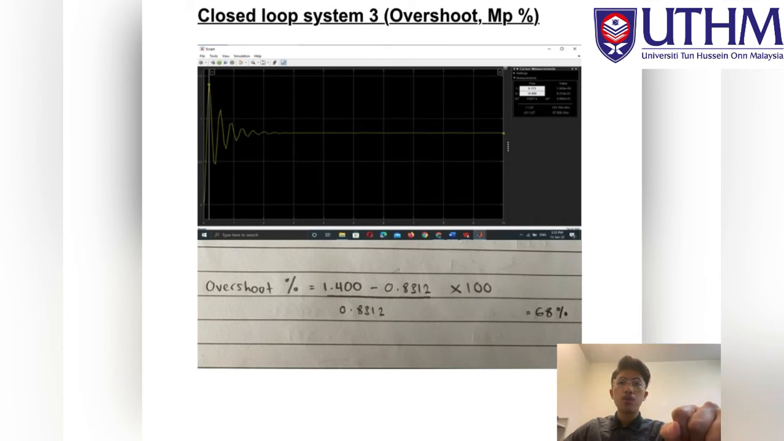Okay, to calculate overshoot, Mp, overshoot is max value minus final value over final value times 100. For closed loop system 3, the max value is 1.400 minus the final value 0.8312, over 0.8312, times 100, and we will get 68%.